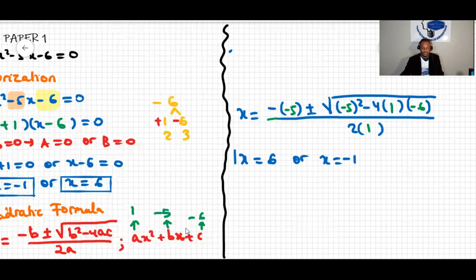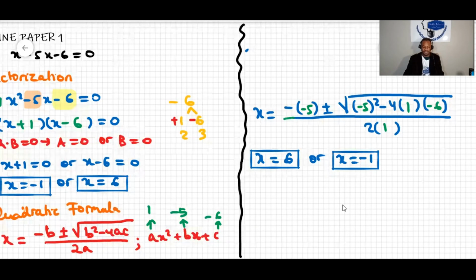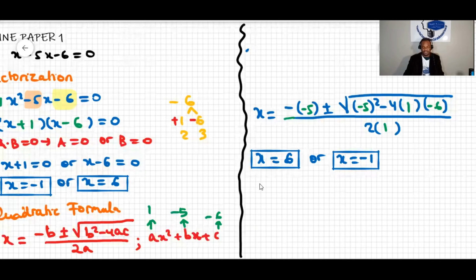You can notice that these are the same values we got there for x. So we got x is equal to negative 1 or x is equal to 6. It can also be solved by completing the square. I prefer to do that in the next video. Thank you.